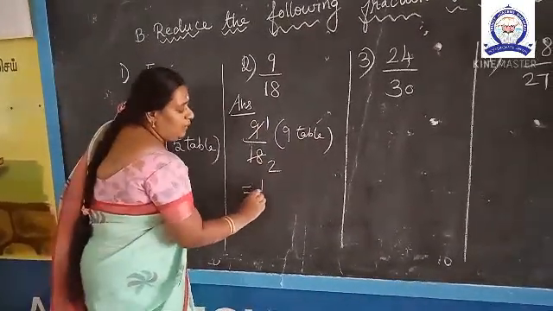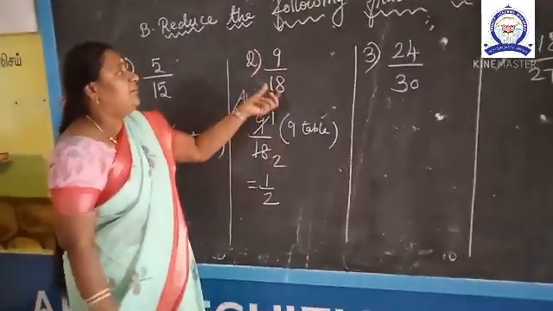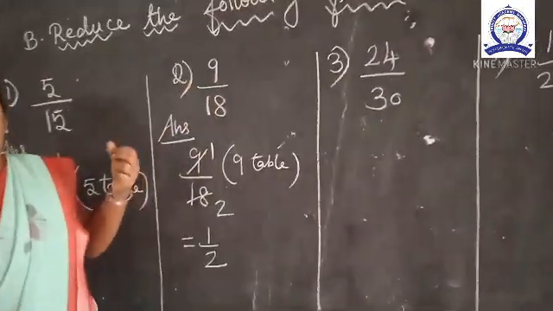That is equal to 1 by 2 is the reduced form of 9 by 18. Okay, 1 by 2 is the reduced form of 9 by 18.